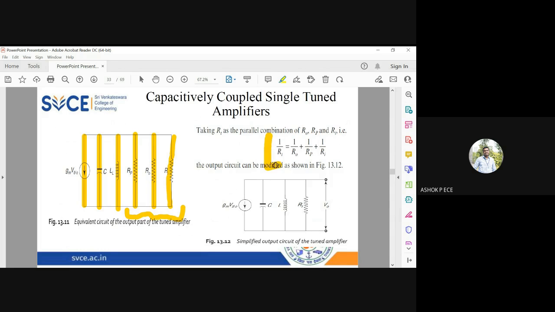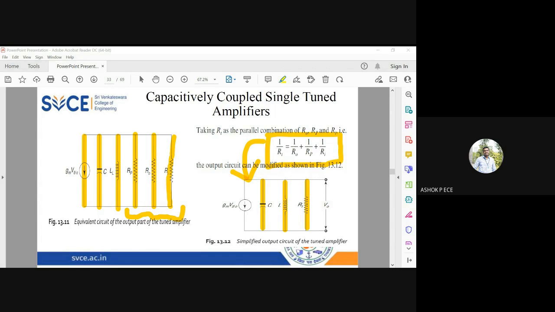1 by R_i. So if I substitute this simplification in this diagram, finally your output side becomes current source gm V_b'e in parallel with one capacitance C, one inductor L, and one resistance R_T. And across the parallel combination of all the elements, I measure V_o. So this is the final simplified output diagram, whatever we get for a single tuned amplifier.